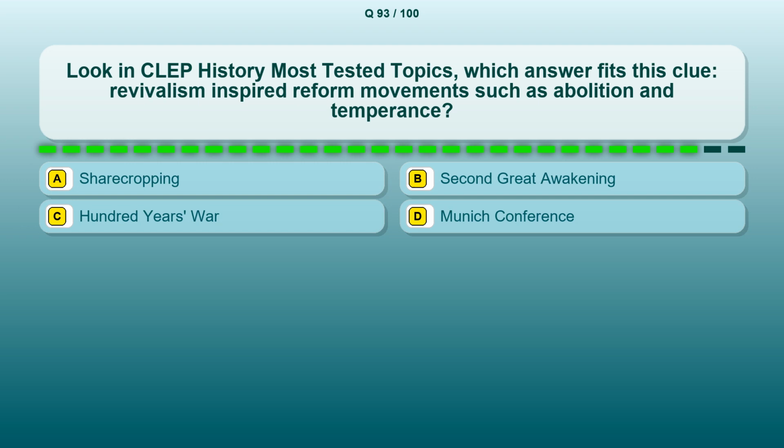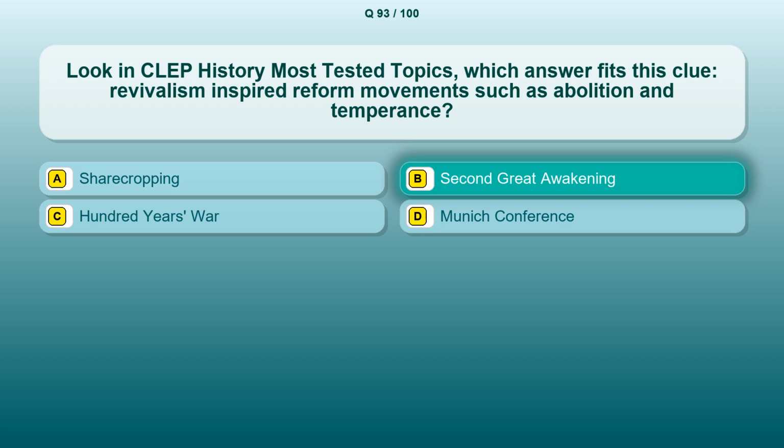Question 93. Look in CLEP History Most Tested Topics, which answer fits this clue? Revivalism inspired reform movements, such as abolition and temperance. Option A, sharecropping. Option B, Second Great Awakening. Option C, 100 Years' War. Option D, Munich Conference.